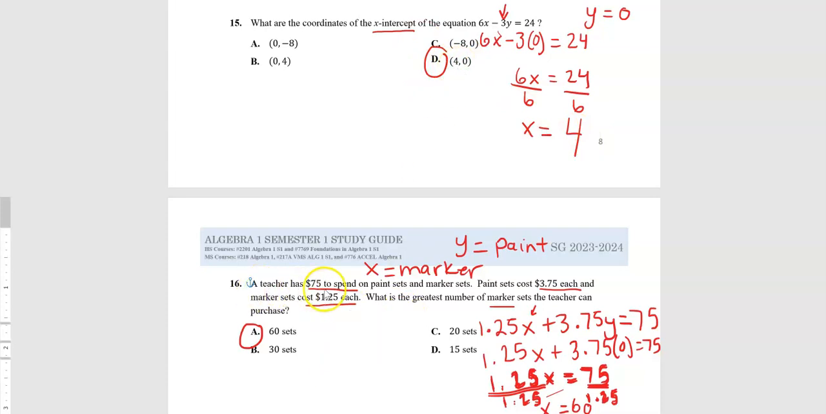Down here, we've got a teacher who has $75 to spend on paint sets and marker sets. Paint sets cost $3.75 each, and marker sets cost $1.25 each. What's the greatest number of marker sets that the teacher can purchase? So I made markers equal x and paint equal y. I set up a standard form equation, where if I buy markers and paint sets for the prices given, it makes $75. If I turn my paint sets into 0, just like I did in the previous problem, I can get rid of them and then just divide 75 by $1.25, which is 60, and that's the answer there.